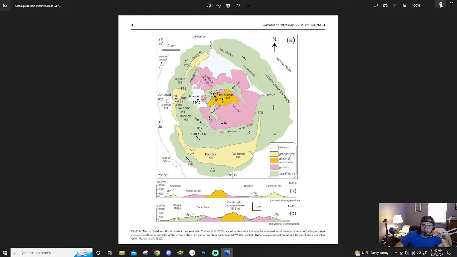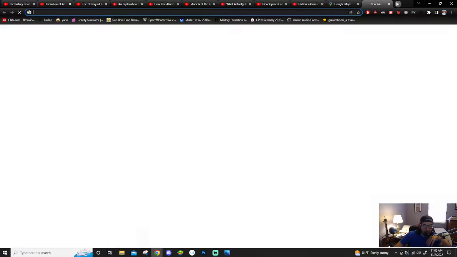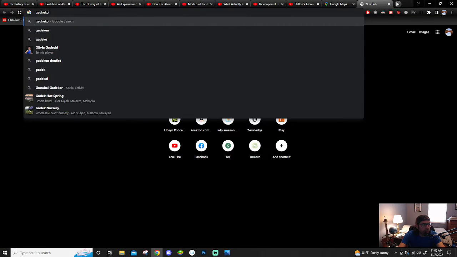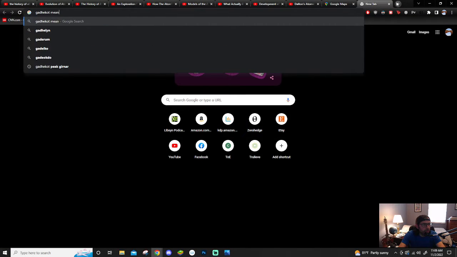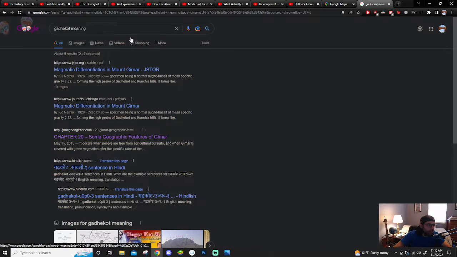Gadhakok. Cot. Gadhakot. Gadhakot. Meaning magmatic differentiation in Mount Girnar.